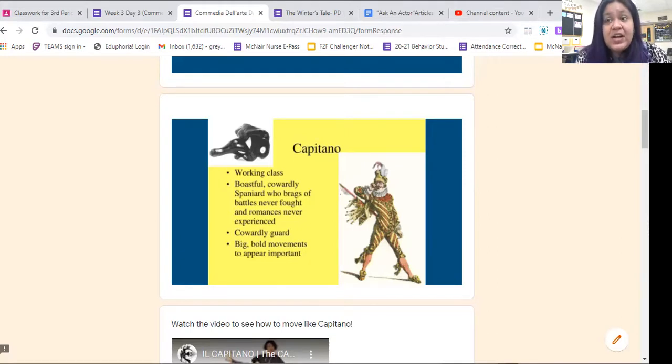But when it comes down to it, he's actually really cowardly. He doesn't want to fight. He has no real ability to win any kind of battle or anything like that. And if you'll look at his mask, you'll see we've got the long nose. So remember, the longer the nose, the dumber the character is. And so he's similar to Dottore in the sense that he has big, over-the-top, exaggerated, bold movements to try and appear more important or more intelligent than he actually is.